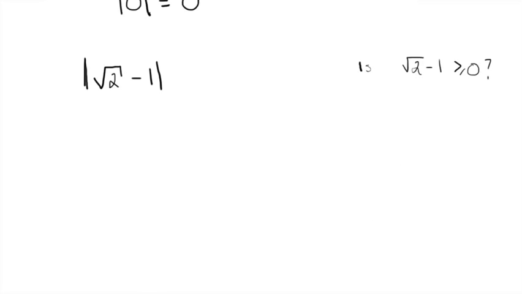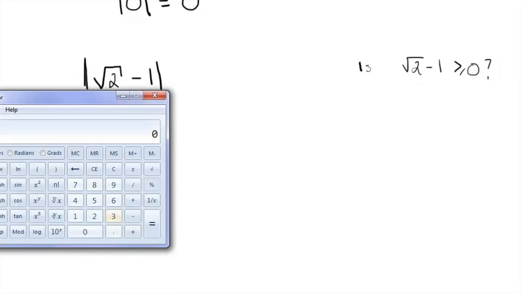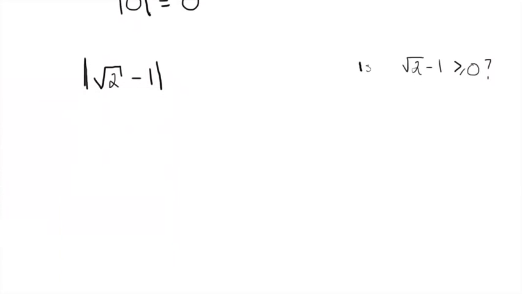So what I'm going to do is check what root 2 is. You might know what root 2 is or have an idea, but if you don't, you can pull up a calculator. The square root of 2 is about 1.4. It's a little bigger. So we have 1.4-ish minus 1. Well, 1.4-ish is bigger than 1. So the answer would be yes, this is bigger than 0.